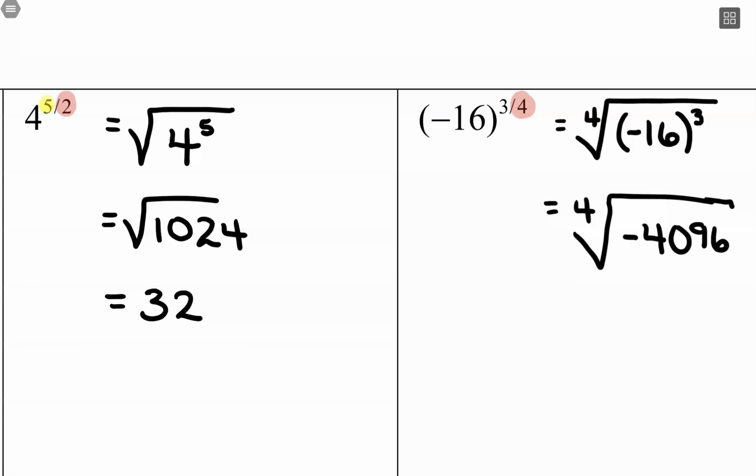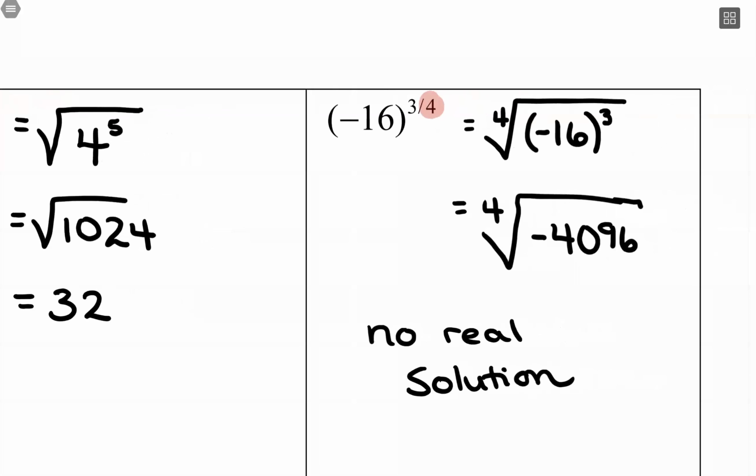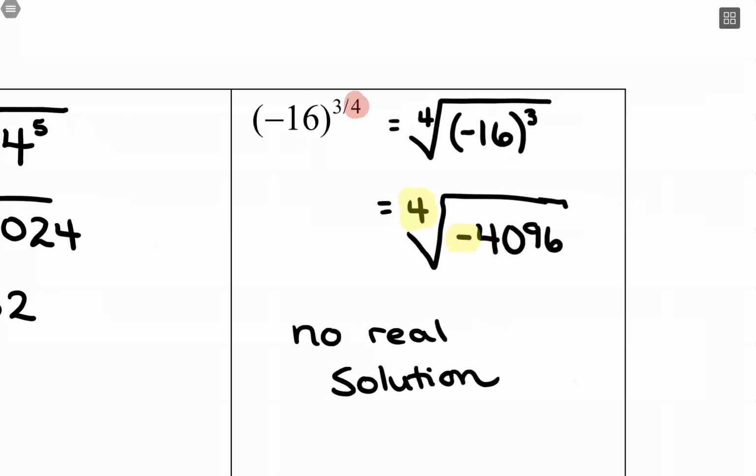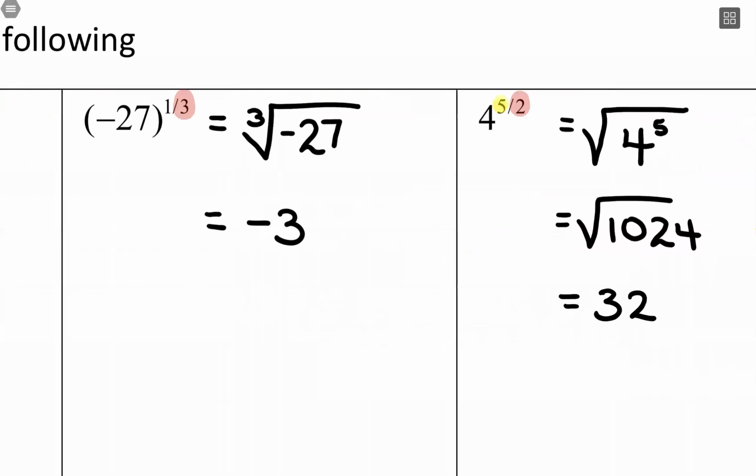This is undefined. Or we could say no real solution, or not a real number, something along those lines. What's happening is you're taking an even root of a negative number, and we can't do that. Something you're probably comfortable with is if you're asked to take the square root of a negative number, we can't do that. It's not a real number. And that's the same for any even root. Any even number for our root with a negative number is going to be no real solution. Looking at negative numbers with odd roots, totally fine.